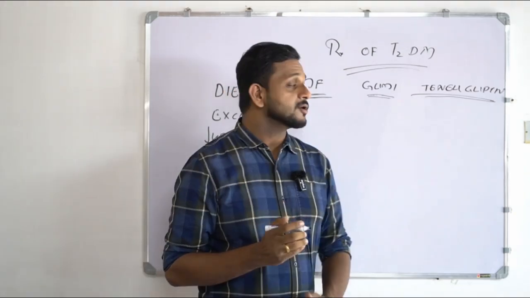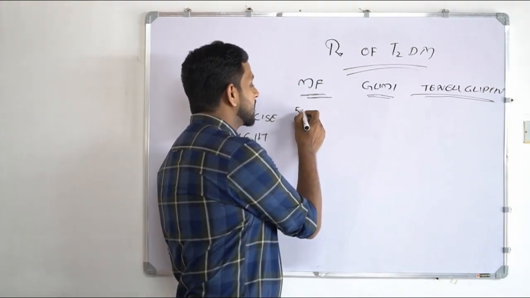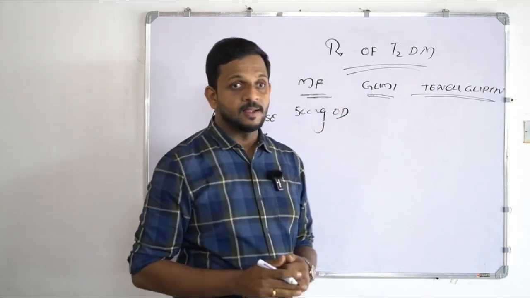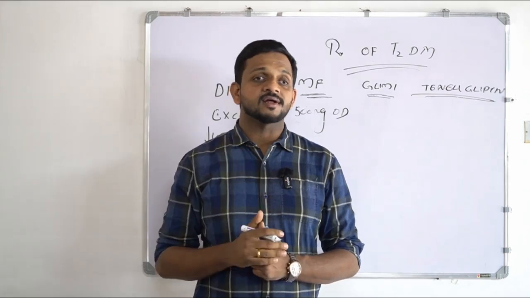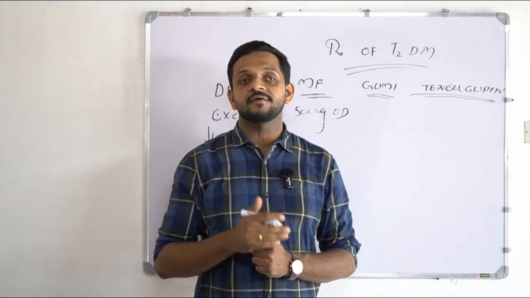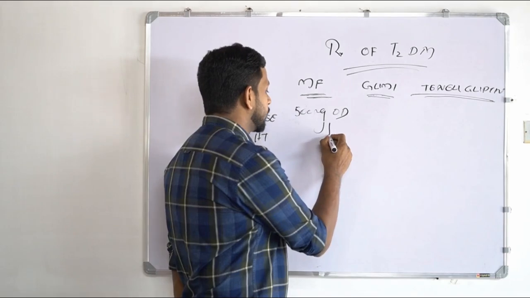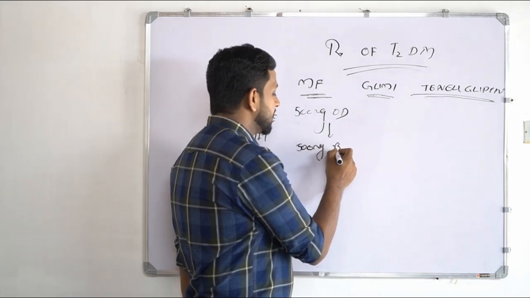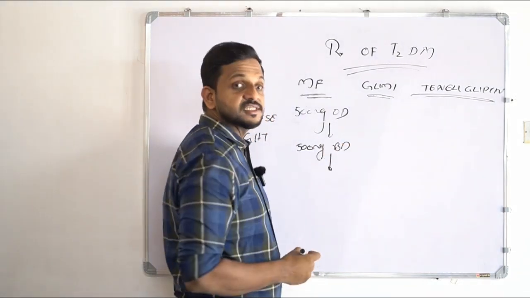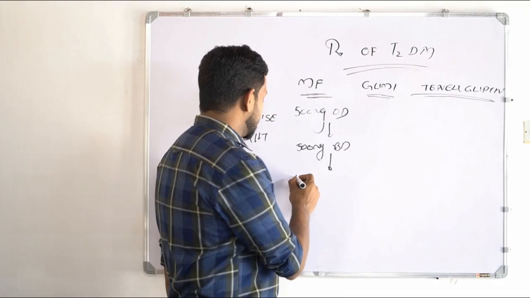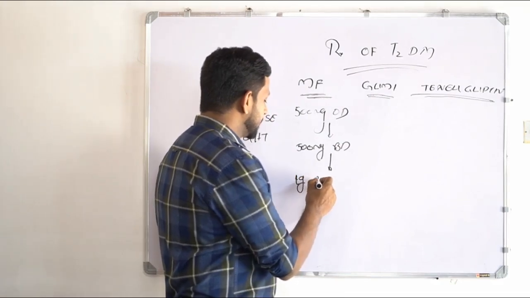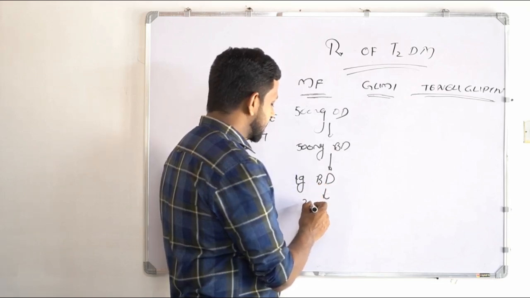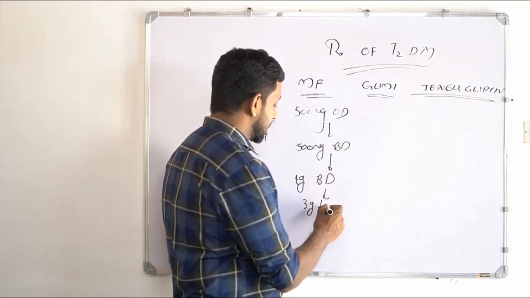And the starting dose of metformin is 500 mg OD, once daily. If the sugars are not controlled with metformin 500 mg OD, then you should increase the dose to 500 mg BD. And if it is still not controlled, then 1 gram BD. Like that, you can increase it up to 3 gram per day.